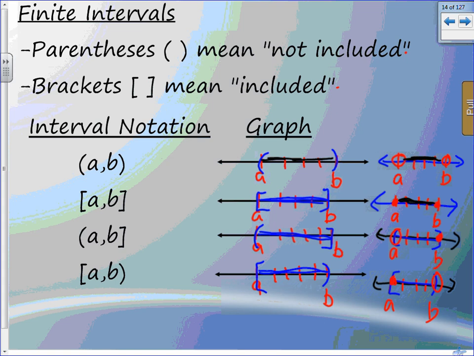So when you solve inequalities, instead of writing your answer with a greater than or less than, you're going to be writing your answers with this type of notation. So your answers are going to be represented a little differently than what you're accustomed to.